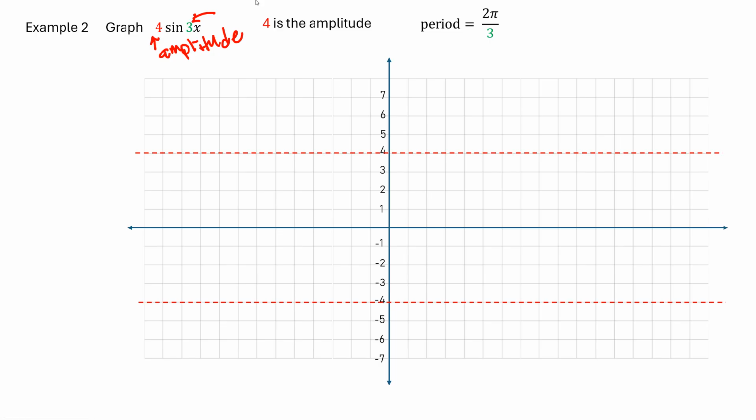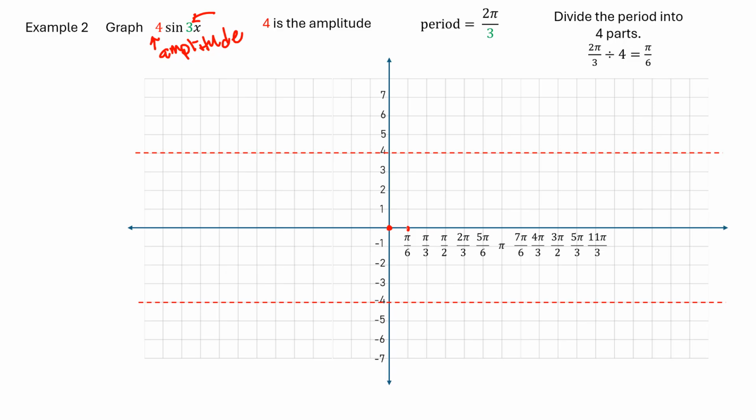In order to mark my x-axis appropriately, I will divide that number by 4 so that I can divide the period into 4 equal parts where I know it will go through the first quadrant, second quadrant, third quadrant, fourth quadrant. So when I divide 2 pi over 3 by 4, I get pi over 6. So I'm going to divide my x-axis up into pieces of pi over 6. So I know that now, as I go from 0 to pi over 6, that's going to cover all the values in the first quadrant.